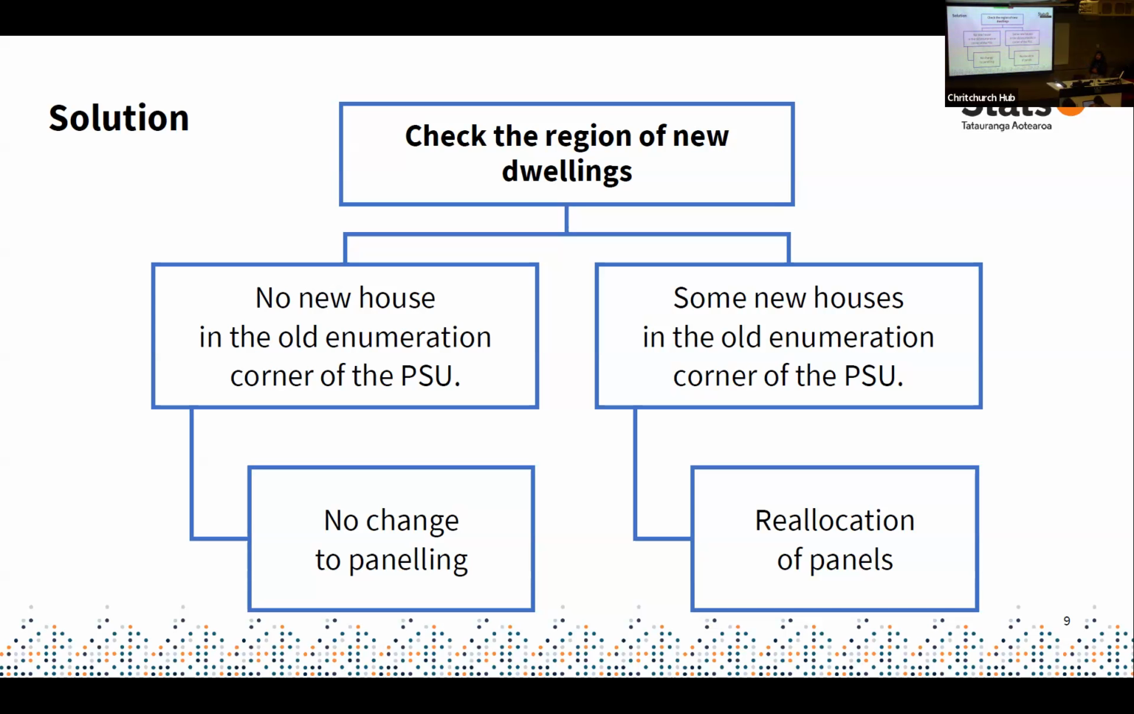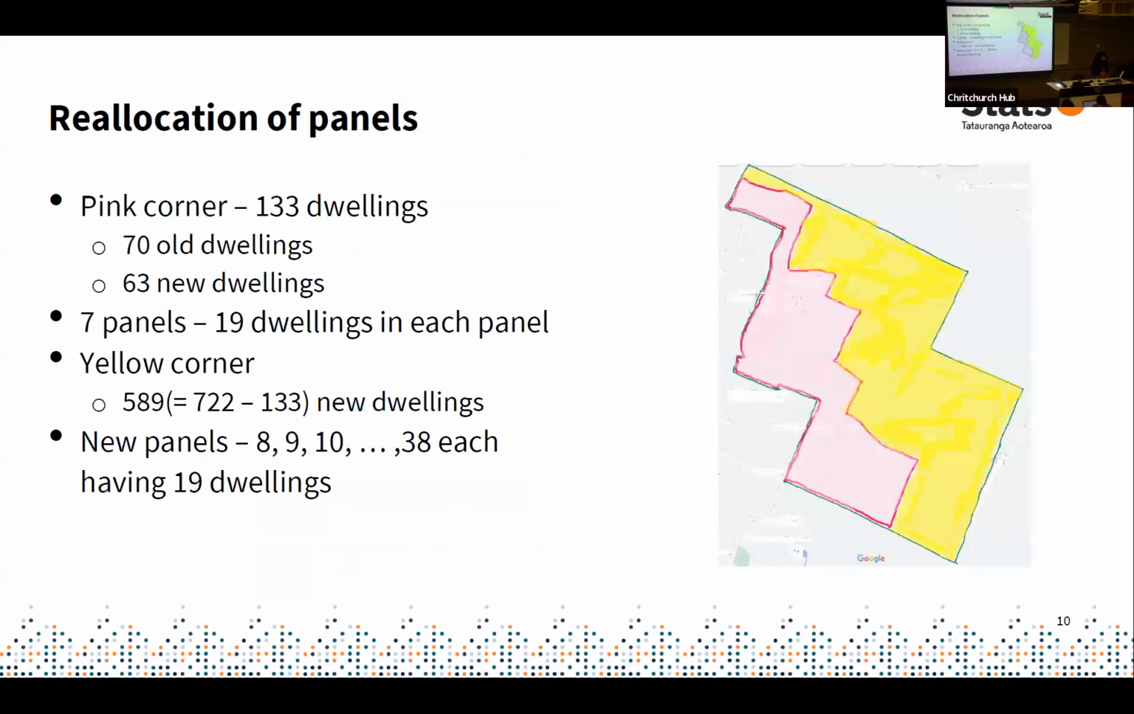And when we have some new houses in that old corner, we do something called reallocation of panels. Having a look at the graph here, the pink area is where we have the old dwellings, and in this case, some new dwellings as well.